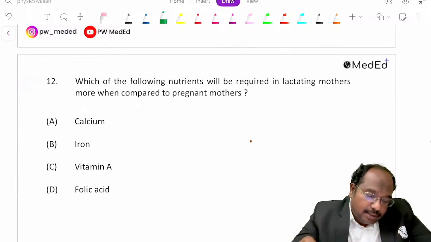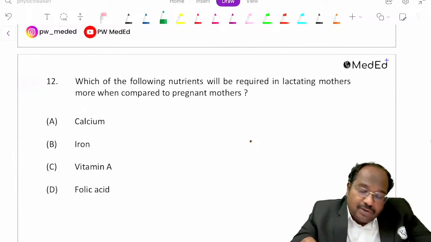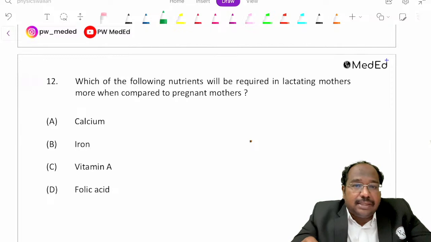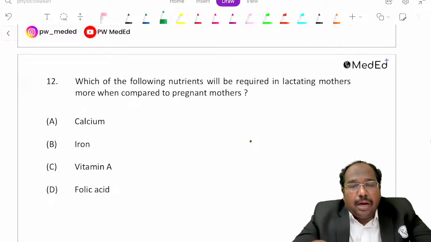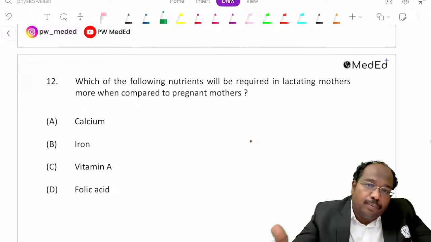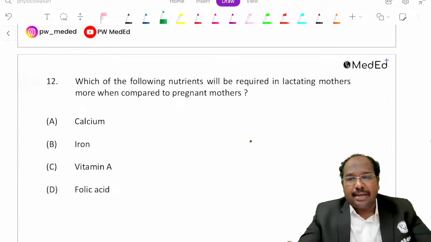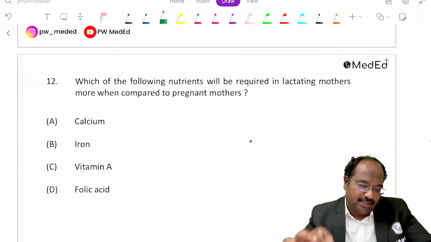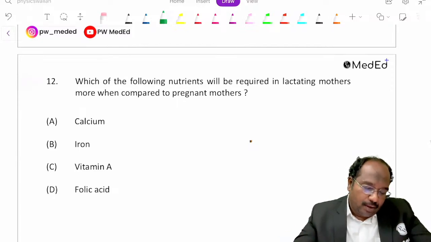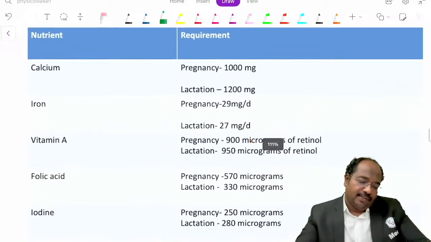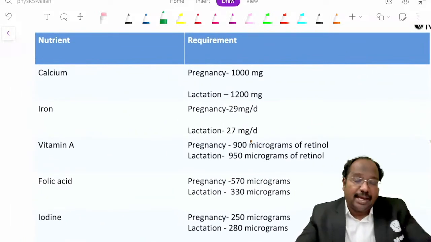Next question. Which of the following nutrients will be required in lactating mothers more when compared to pregnant mothers? The question is, among these, which one is required more when compared to pregnant mothers? We will see as per the recommended daily allowance. We will come back to the question later on.